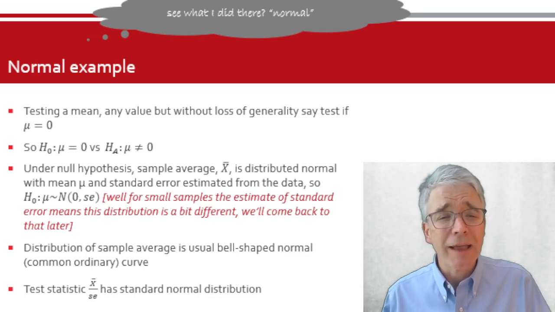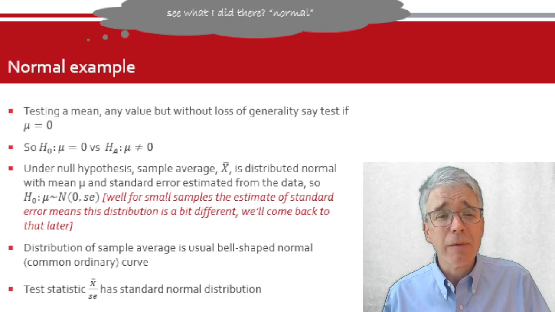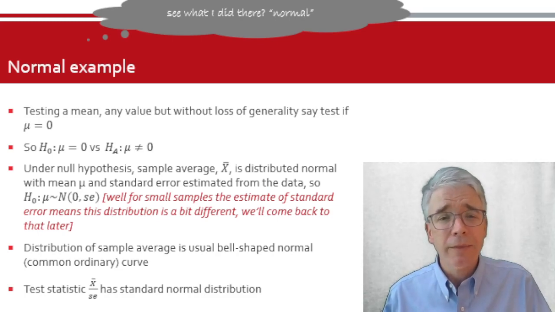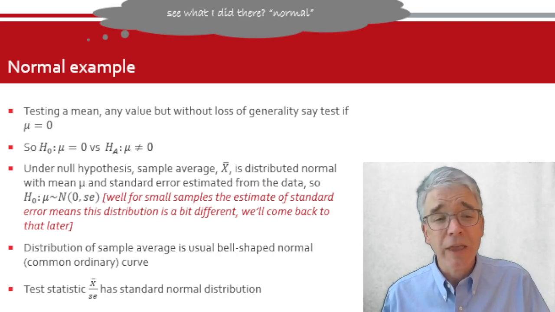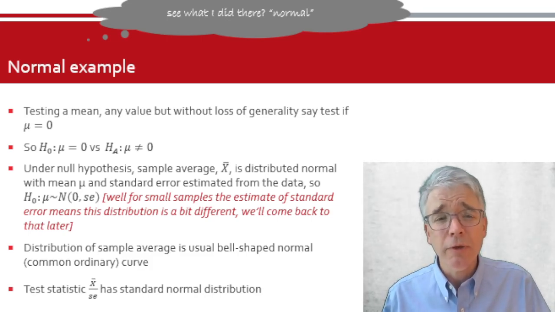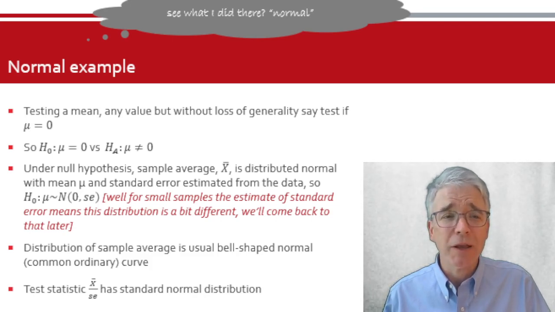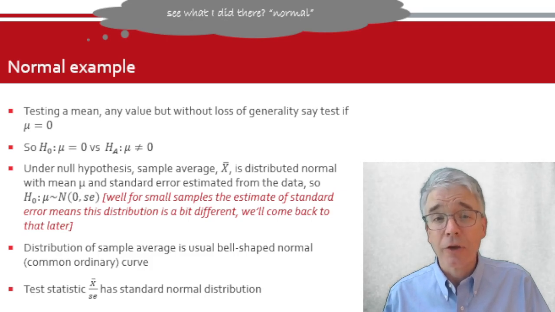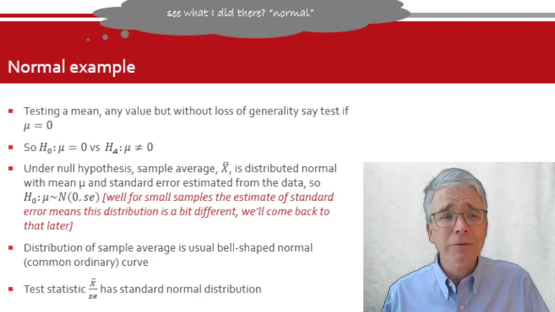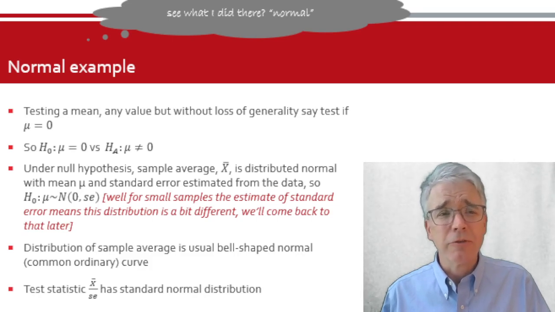Again, we look at a sample average. Under the null hypothesis, the sample average is distributed normally. There are cases where it's not, but those are weird. The central limit theorem tells us that under pretty broad conditions, the sample mean is going to have a normal distribution, mean mu, standard error we can estimate from the data. Under the null hypothesis, the mean would have a normal distribution. Now note that for small samples, we have to correct for the fact that we're estimating the standard error. We'll come back to that later, talk about the t-distribution. For now, take it as a decent approximation, particularly in large samples.